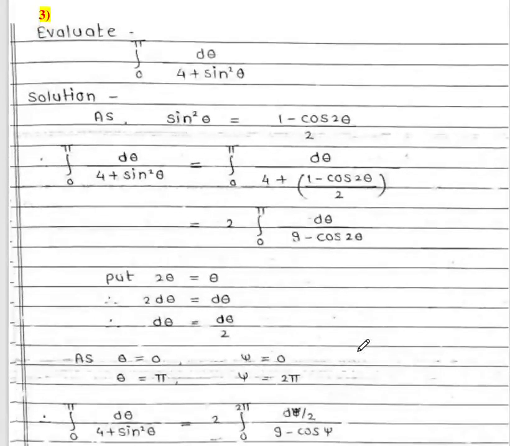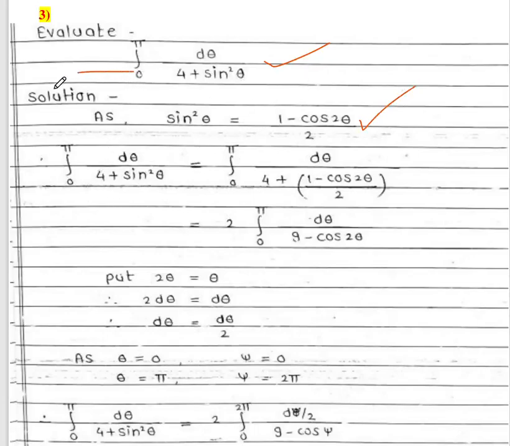Now we will see example number three. What is example number three? Here, evaluate the integral 0 to π dθ upon 4 plus sin square θ. Okay, now we will see the solution of this. We know the formula sin square θ equal to (1 minus cos 2θ) upon 2. We will replace sin square θ with this.